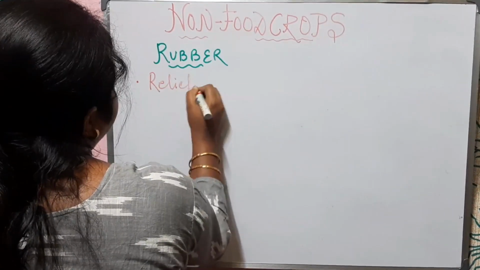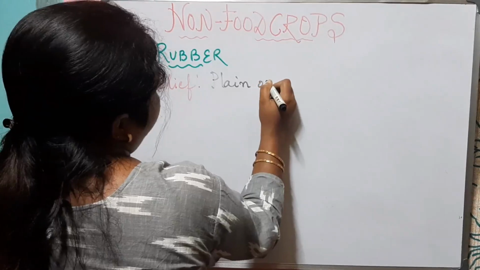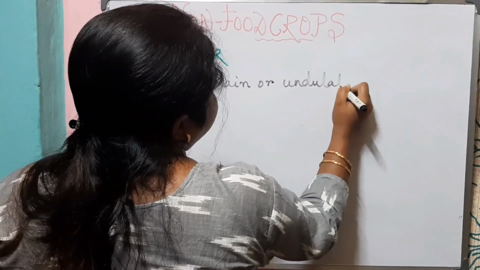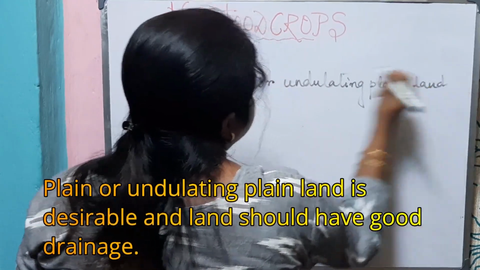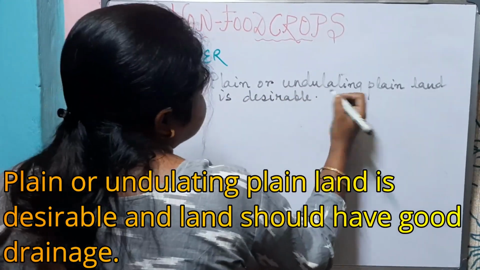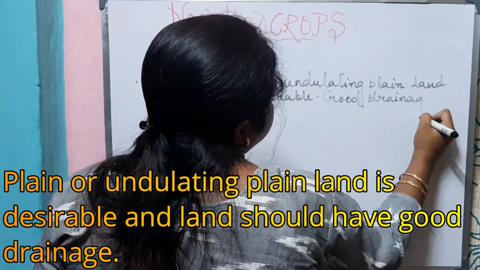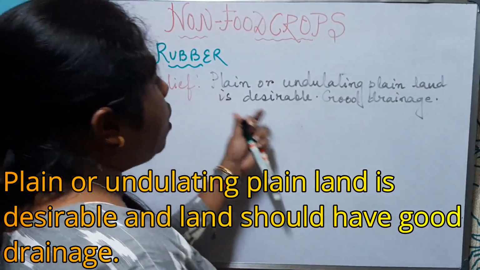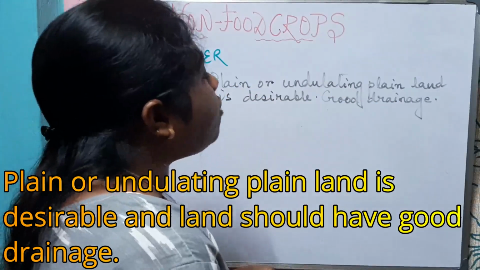Now let us know about the relief required for the growth of rubber. In terms of relief, plain or undulating plain land is desirable, and the land should have good drainage. So plain or undulating plain land with good drainage is desirable for the growth of rubber.